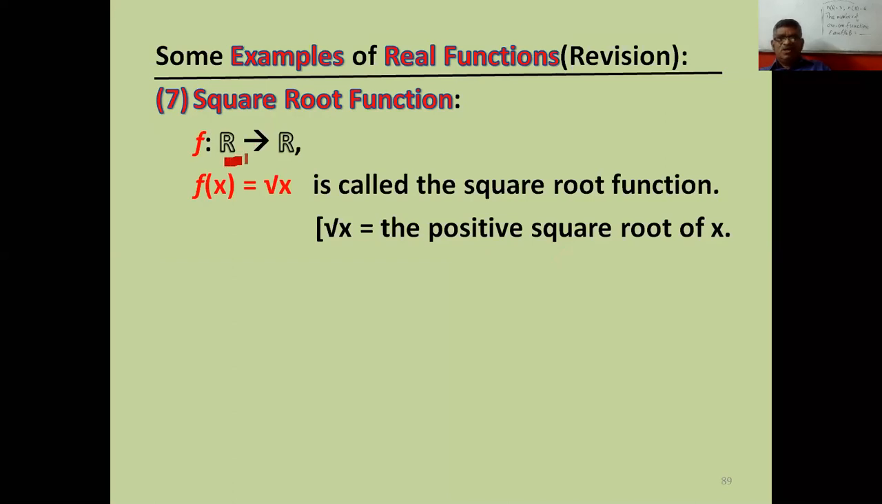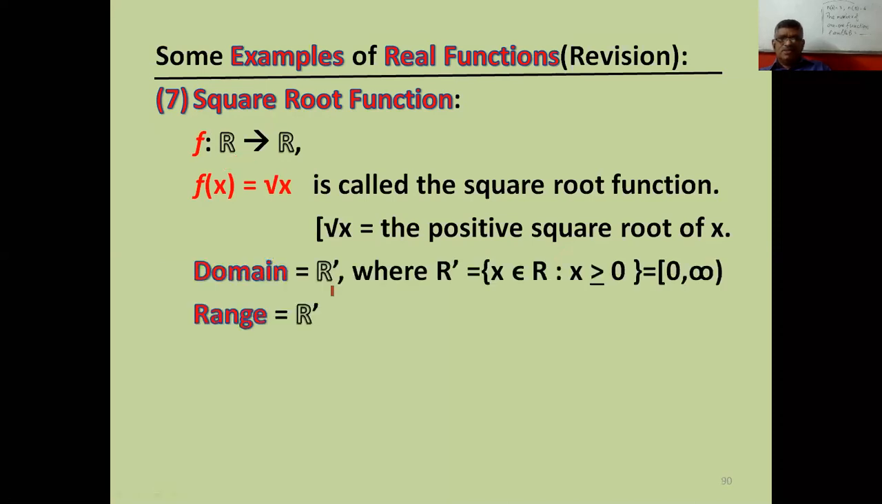When I say f from R to R, actually there is some problem. It cannot be defined. The domain is not R in fact. Domain is R dash, that is the set of x belonging to R, x greater than or equal to 0. That domain is actually 0 to infinity. I should say here R dash to R. Range is R dash, same thing, 0 to infinity, because if the number is less than 0, f(x) is not defined, and f(x) will also not be a negative number.